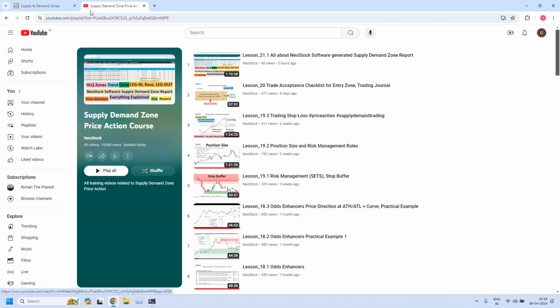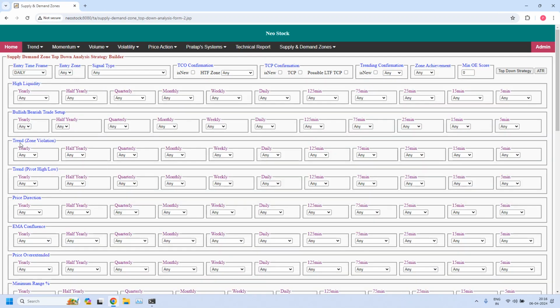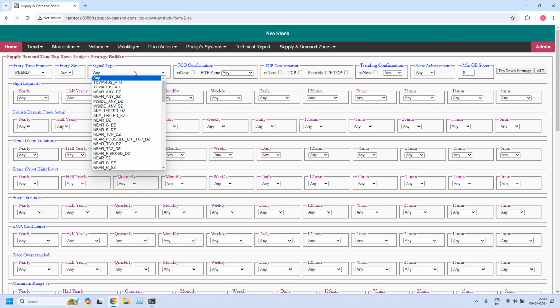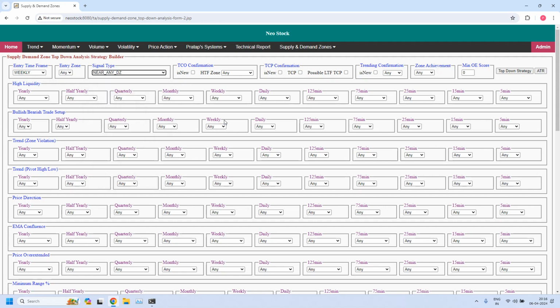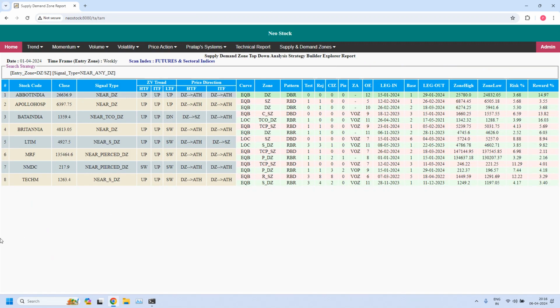Now let's get into the report generation with the help of NeoStock software, supply demand zone top-down analysis strategy builder. Because we are generating weekly reports, I am setting the entry time frame as weekly. Also, I am selecting an entry zone. Actually, it is not required. So let us find the stocks near weekly demand zone. So these 8 stocks are filtered which are near to the weekly demand zone.